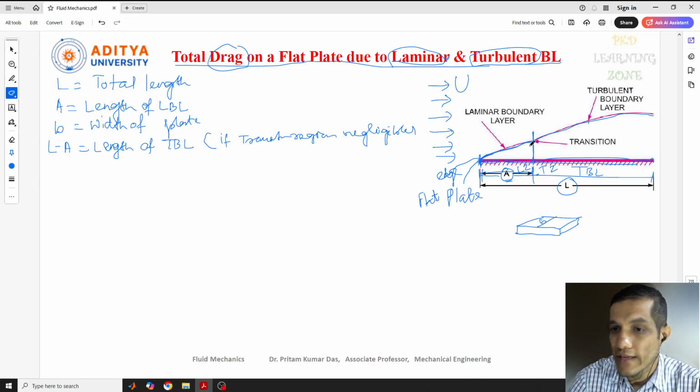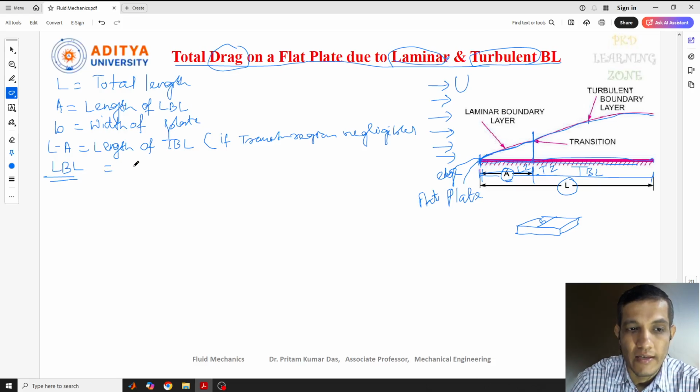Okay, now first of all, previously we have already seen the laminar boundary layer. We have already calculated the drag force for this. That one is already identified. Now, to calculate the turbulent boundary layer, what do we need to do? We need to start from here. As I told you, we need to consider from the leading edge. That means the laminar boundary layer should be negligible.